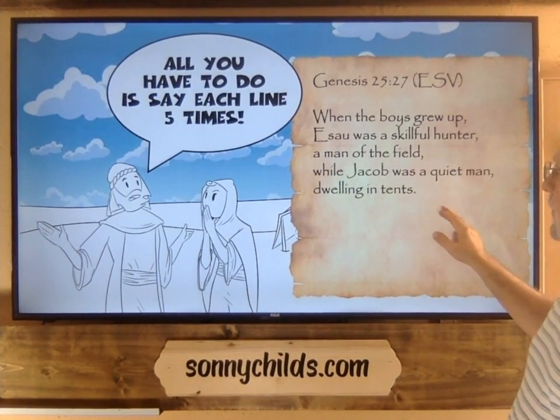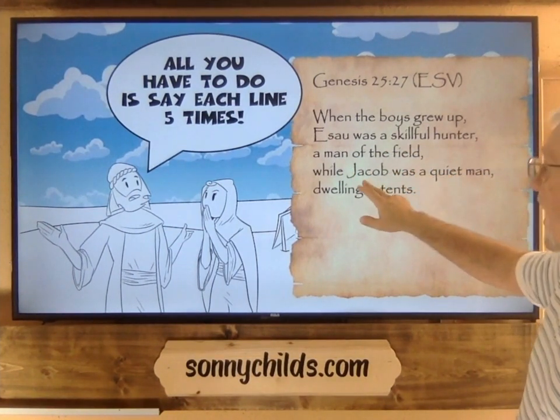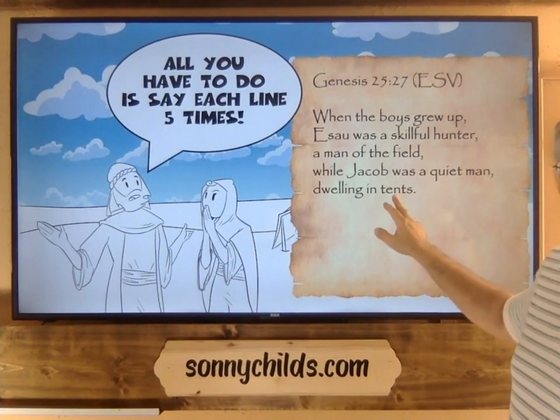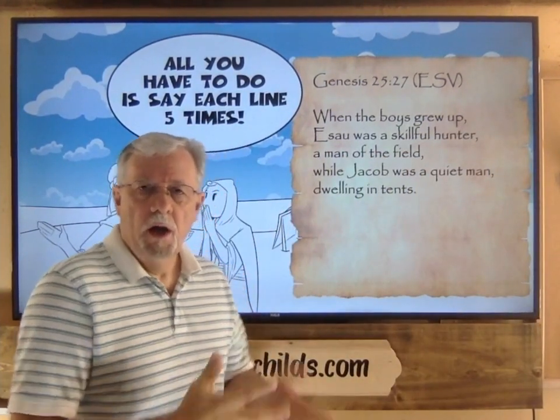When the boys grew up, Esau was a skillful hunter. He was a man of the field. Jacob was a quiet man dwelling in tents. That's your memory verse. Let me step over here. And so you'll be able to do that.